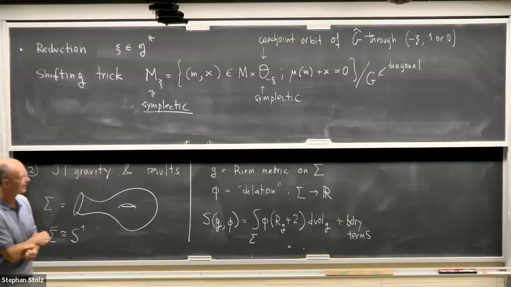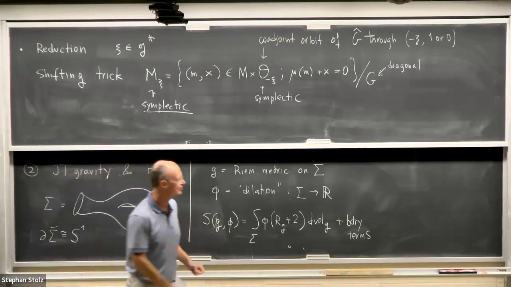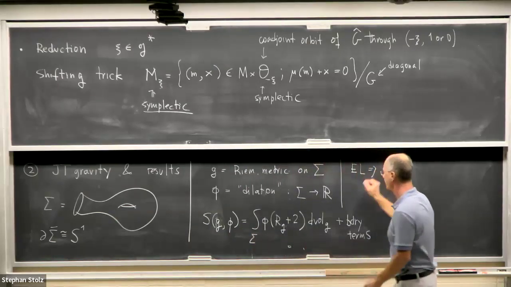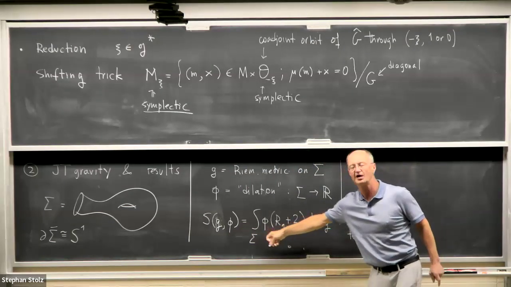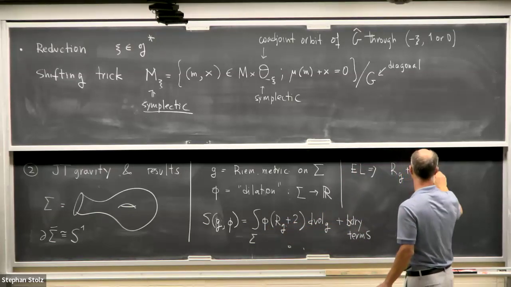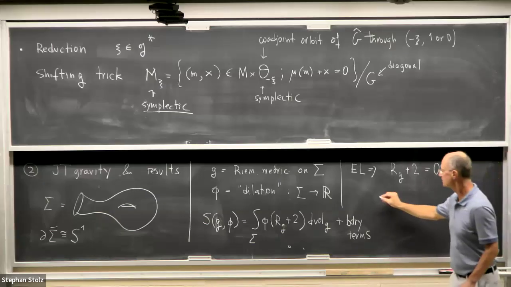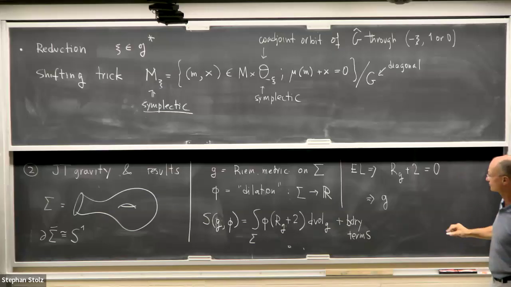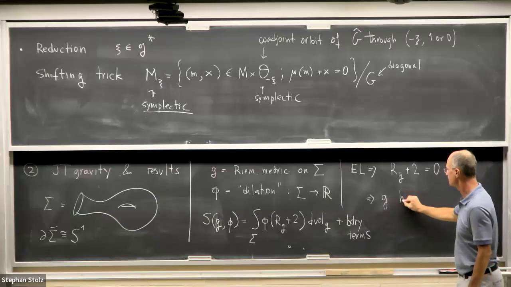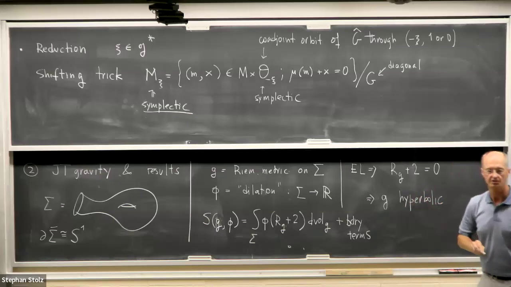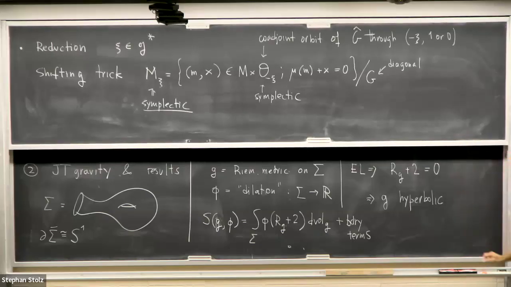Right. So okay. So that's the functional. And of course, we know that the Euler-Lagrange equations corresponding to that dilaton field phi tell you that R_g plus 2 must be 0. And this means that the solutions of the Euler-Lagrange equations correspond to those metrics being hyperbolic. So it's a nice geometric setup.